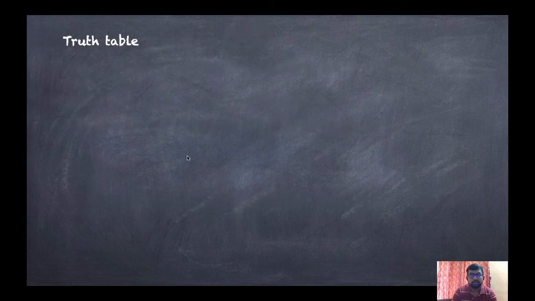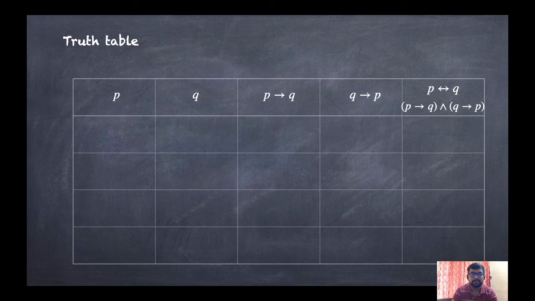Now what will be the truth table? We will require P, Q, P implies Q. We know that P double implies Q means P implies Q and Q implies P. So we will require P implies Q as well as Q implies P and their AND. That means P double implies Q is the same as P implies Q and Q implies P. So this will be the table. Again, we have two statements, so there will be four possibilities: both are true, both are false, the first one is true and second one is false, and the first one is false and second one is true.